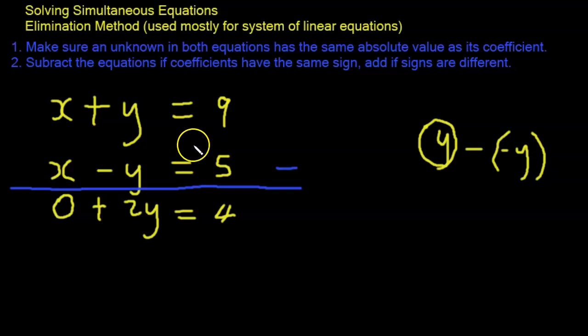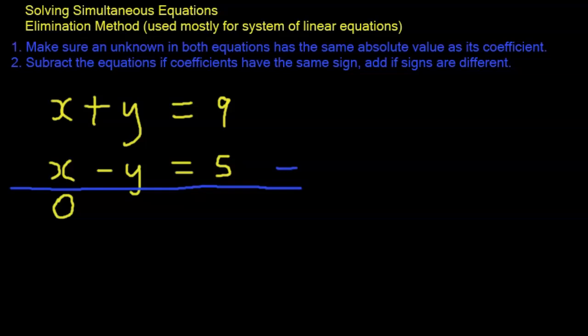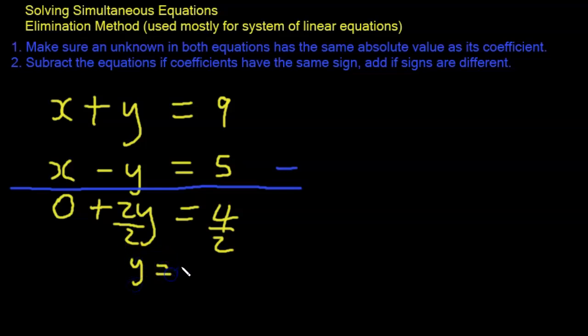So we end up with 2y is equal to 4. So 2 times y gives you 4. What is y? So we can divide by 2. Or you could just write y equal to 2. Divide both sides by 2. So 2 into 2, 1. So 1y. So y is equal to 2.